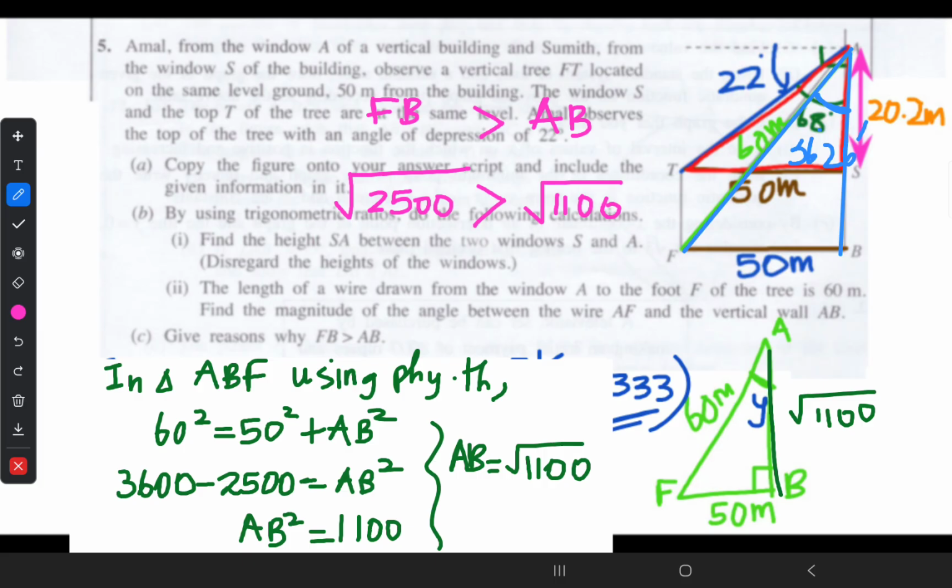So in the triangle, we just used Pythagorean theorem to find AB in surd format. Thereafter, we converted FB also in surd format. We can show the working like this. Since square root of 2500 is greater than square root of 1100, FB should be greater than AB. That is the reason behind this.